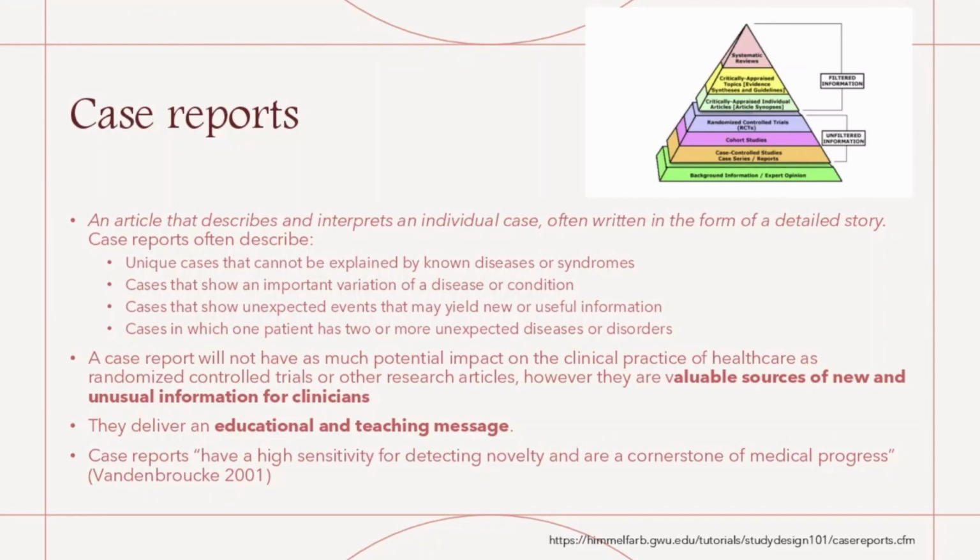So case reports often describe unique cases which cannot be explained by known diseases or syndromes, cases that show an important variation of the disease or condition, cases that show unexpected events that may yield new or useful information, and cases in which one patient has two or more unexpected diseases or disorders.